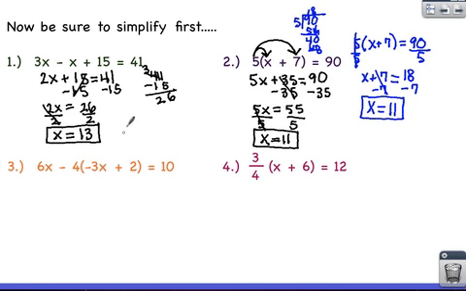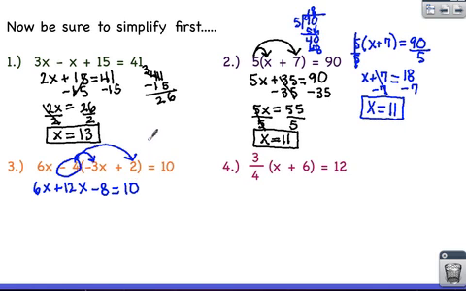Now number 3. We begin by distributing our negative 4 to negative 3x and positive 2. We just bring down our 6x. Negative 4 times negative 3x is positive 12x. Negative 4 times positive 2 is negative 8, and that equals 10.